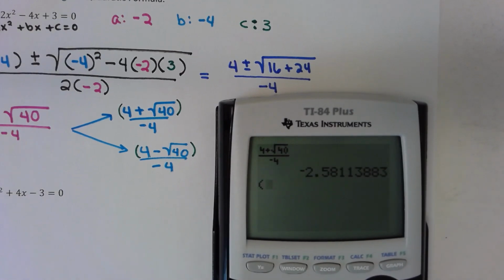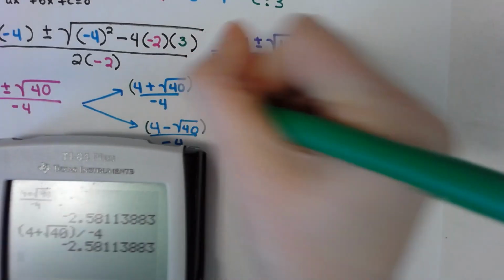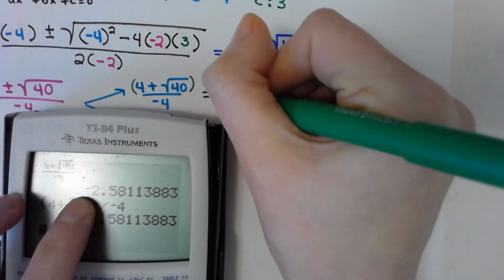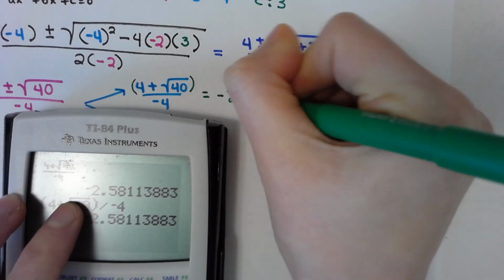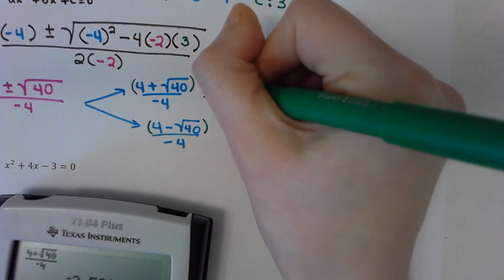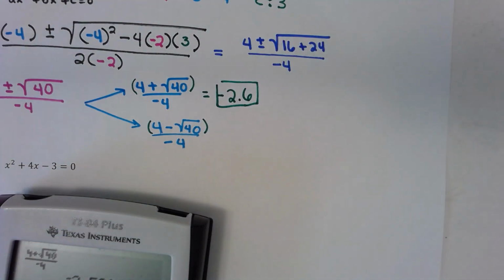And if I type it with parentheses, 4 plus the square root of 40, oops, delete that. You have to move over before you can get out of there. Then you do divided by -4, and I hit enter, which gives me the exact same thing. Now we are going to round to 1 decimal place on this one. So that's going to be -2.6. The number that came right after 5 right there is higher than 5, so that's why we had to round up. So there's one of my answers.